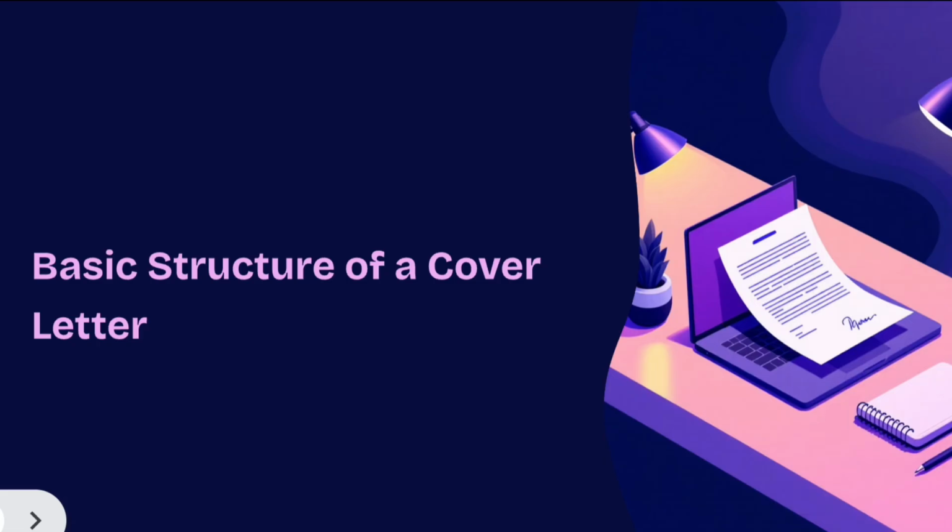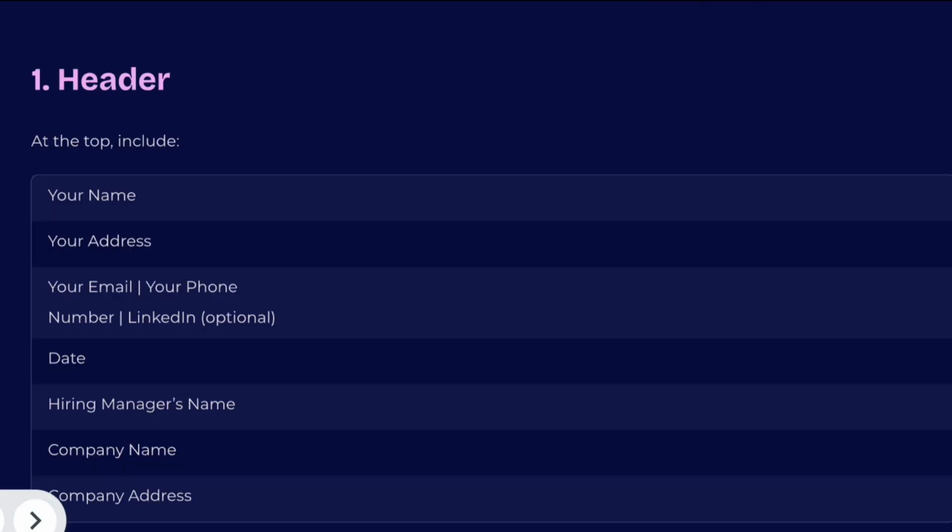Now let's discuss the structure of a cover letter. A normal cover letter consists of 6 parts. The first part is the header. You will find it at the top of the cover letter. The header will include your name in the first line, in the second line your address, in the third line your email, your phone number and LinkedIn ID. Then comes the date, then the hiring manager's name and company address.